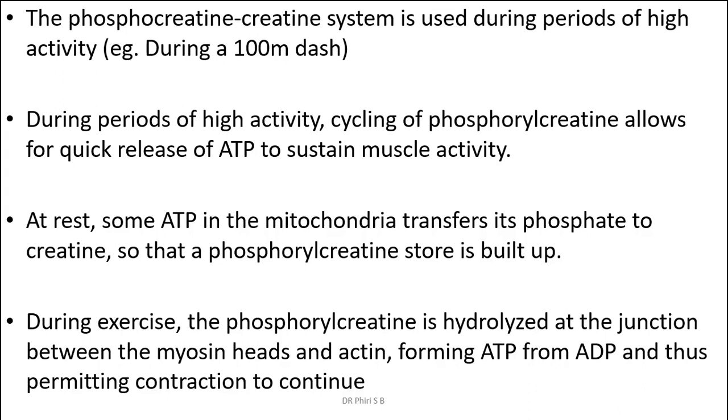So at rest, some ATP in the mitochondria transfers its phosphate to creatine so that a phosphorylcreatine store is built up in the muscles. When you start exercising, the opposite will take place. So the phosphorylcreatine is hydrolyzed at the junction between the myosin heads and actin, forming ATP from ADP, and that will permit a contraction to continue, okay?